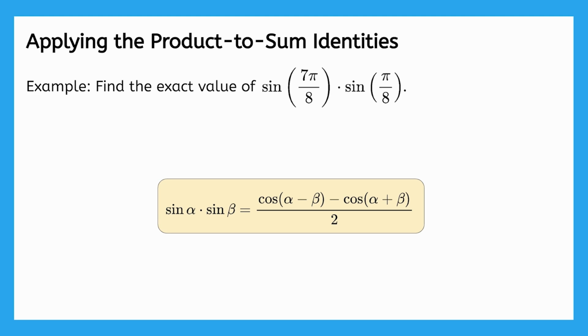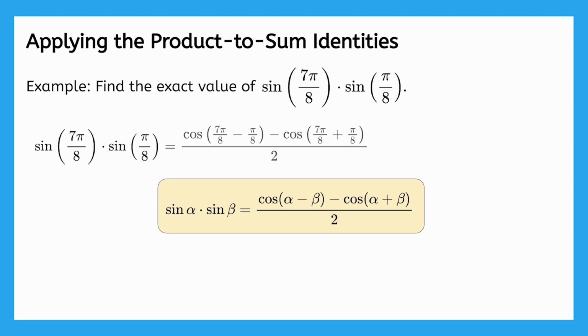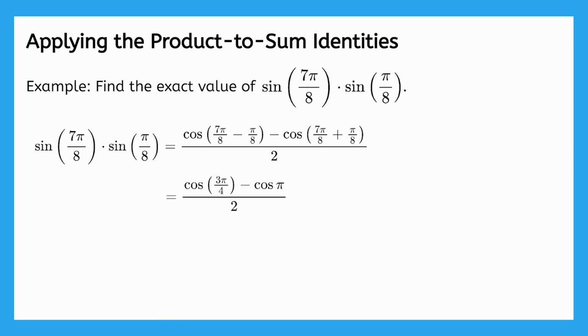Rewriting this product as a sum where alpha is 7 pi over 8 and beta is pi over 8, and then simplifying, results in values that we do know the cosine of. Using our knowledge of the unit circle, we evaluate cosine of 3 pi over 4 and cosine of pi and simplify to get a final answer of 2 minus root 2 over 4.